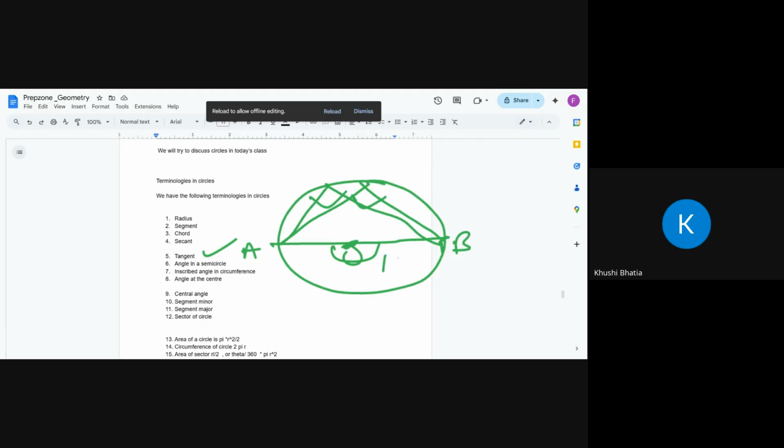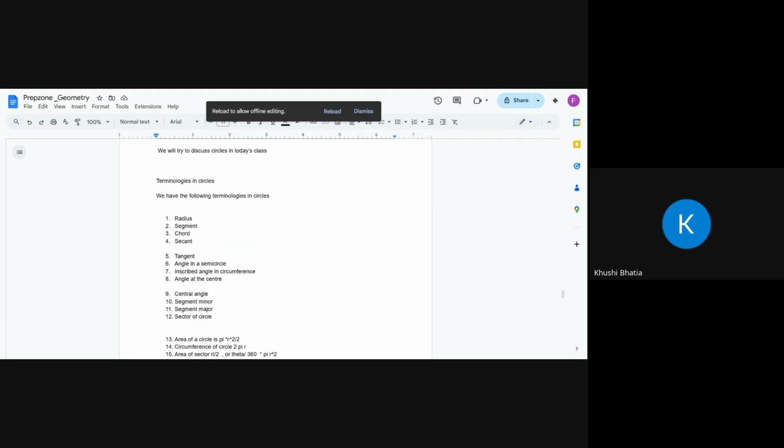If this is 90, this will be... I don't know, sir. 180. Yes, it is twice of 180, I mean twice of whatever angle is formed. We call it the inscribed and central angle.